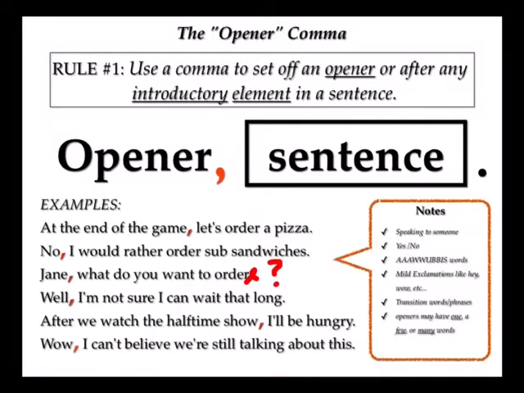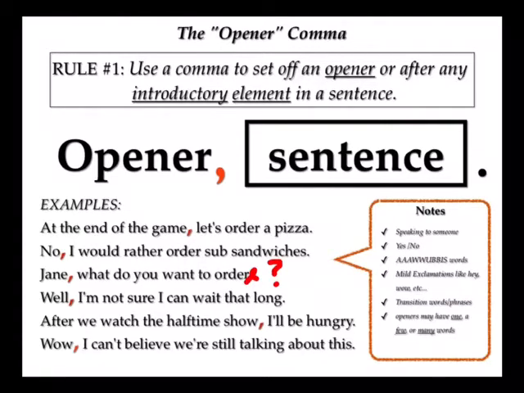Sentences that begin with yes or no: you follow yes or no with a comma. Jane, whenever you start with Jane, what do you want to order? Oh, look at that sentence in error. It needs a question mark at the end. But that's a direct address to a person. Well, I'm not sure I can wait that long.